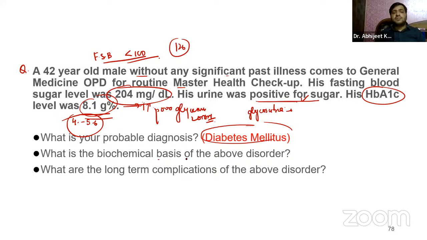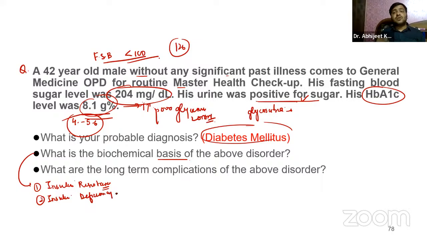Coming on to the biochemical basis of the disorder, you first have to remember we have insulin resistance. Cells become less responsive to insulin, a hormone that facilitates glucose intake into the cells. So there is reduced glucose uptake, the glucose will remain in the blood vessels only, and which will lead to diabetes. The second one is insulin deficiency, right?